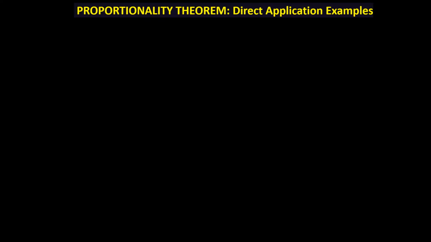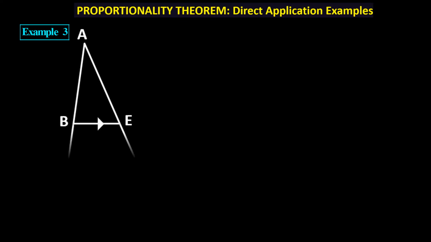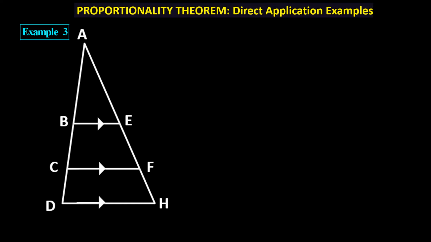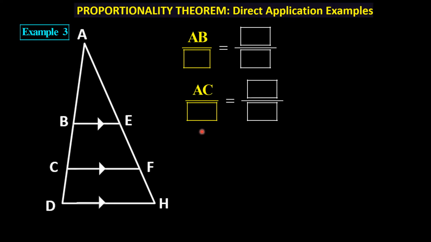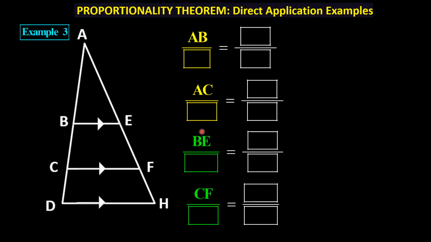Now let's take another example here. Let's look at the diagram. You can see there I've got 3 parallel lines, BE parallel to CF and CF parallel to DH, right? So I've got more than one pair of parallel lines. Now there are 4 proportions that you need to complete. Pause the video, try them, and then after that let's resume and see whether you've got the answers correct.